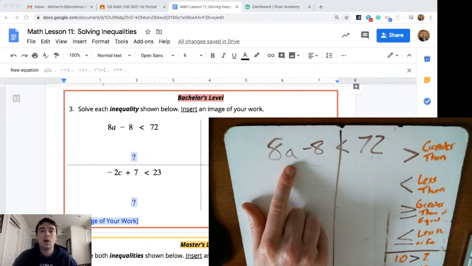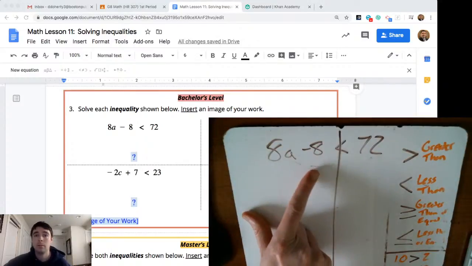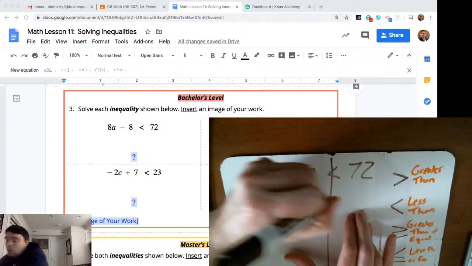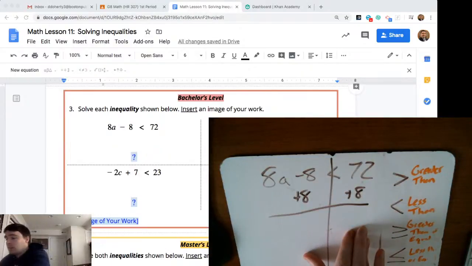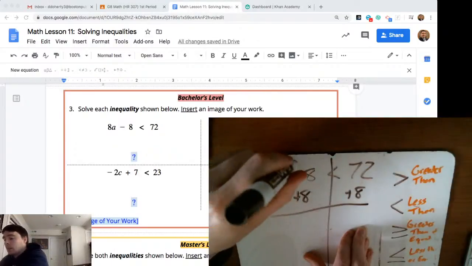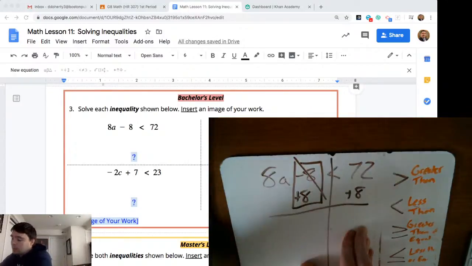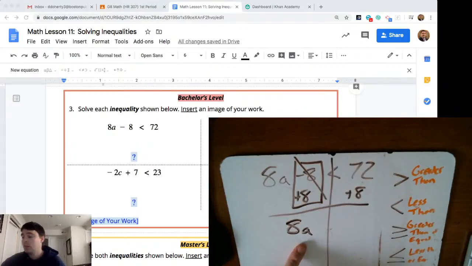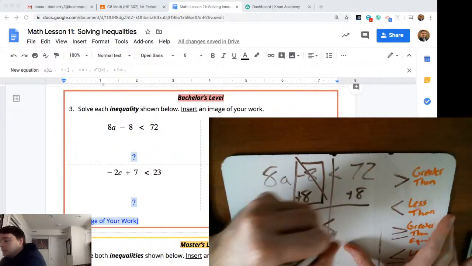And if I want to get a all by itself, I'm going to go ahead and first get rid of the negative 8 there. If I were to add 8 to both sides of the equation, that cancels out the negative 8 on the left side. It's the opposite of subtracting 8. That's why I chose to add 8. So my equation is now a little simpler. 8a is the only thing that's remaining on the left side of this equation. I bring the less than symbol down, and 72 plus 8 sums to make 80.